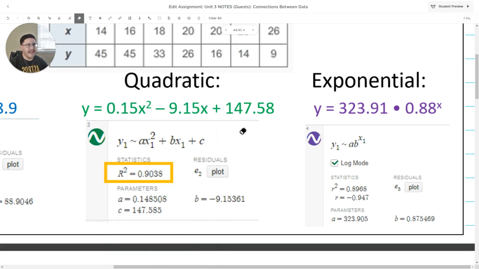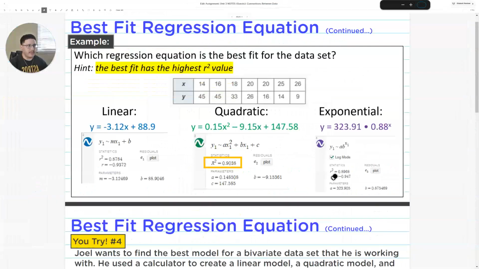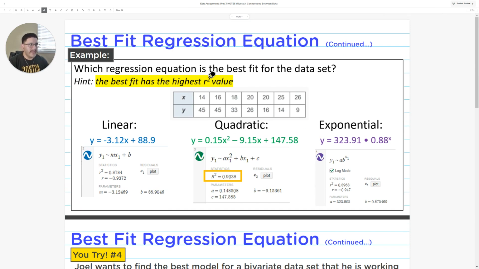So what this means is, in terms of this example, the regression equation that has the best fit for the data set is quadratic. The quadratic fits the data more so than linear and exponential. Even though linear and exponential have relatively good chances of explaining the data, the quadratic does a better job of it. So we choose that r squared compared to the others. And that's it for this example.